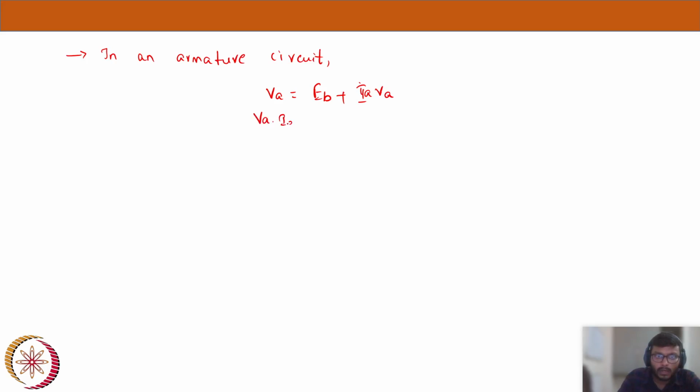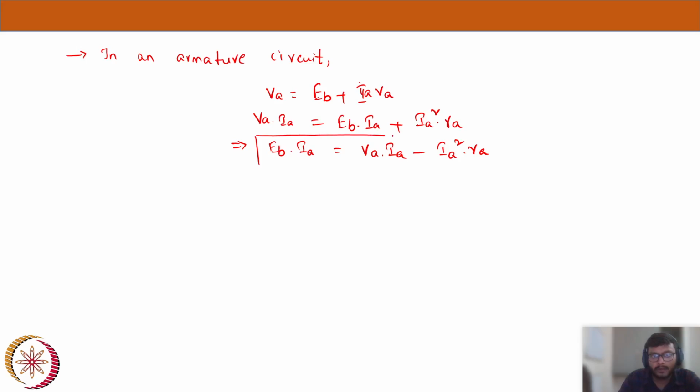VA into IA is equal to EB into IA plus IA square into RA. Now, EB into IA is equal to VA IA minus IA square RA, where I am sending IA square RA to that side. Now, have you observed anything from this kind of equation? Does this equation remind you of something?